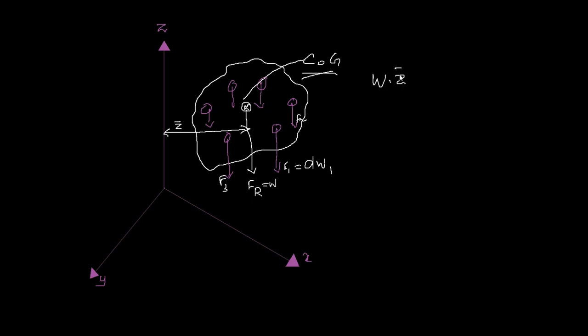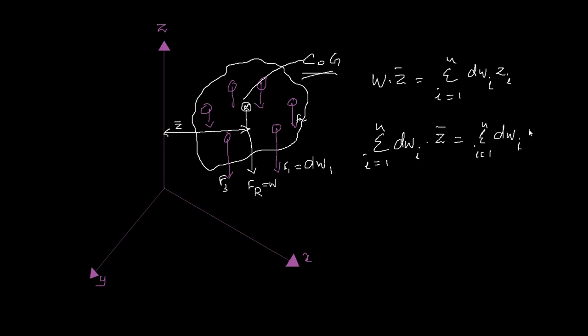W into Z bar, which is the distance to the resultant force from the Z axis, is equal to summation i equal to 1 to n dWi Zi, or you can also write summation i equal to 1 to n dWi into Z bar is equal to summation i equal to 1 to n dWi Zi.